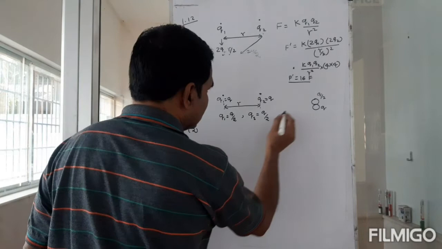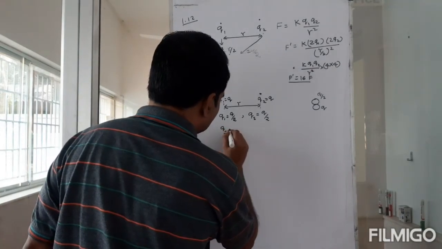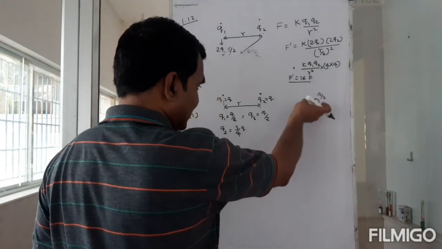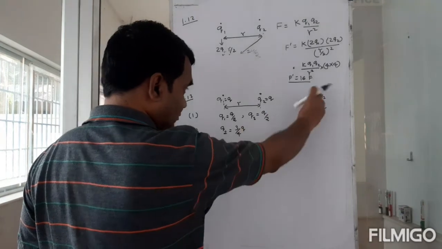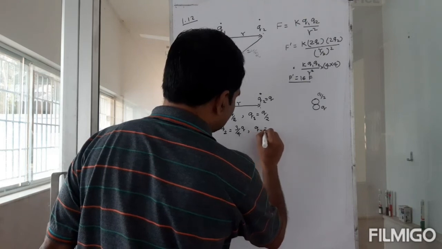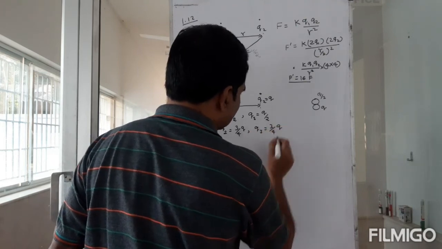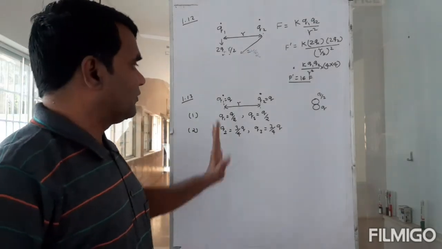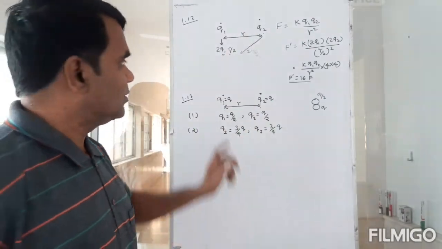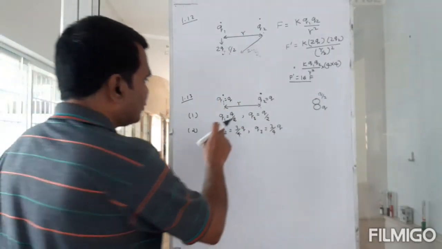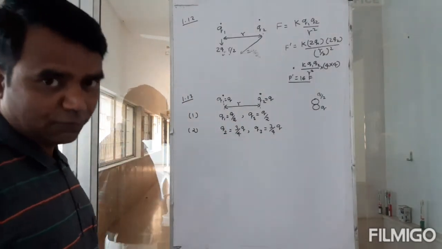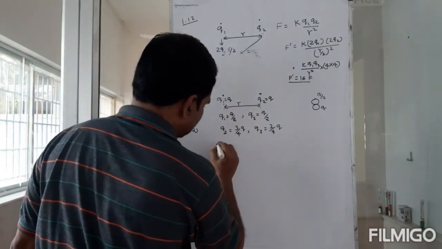So at the second touch, Q2 will have 3 by 4 Q, because the total is 1.5 Q, equally shared. So Q2 will have 3 by 4 Q and Q3 will have 3 by 4 Q. But we are not bothered about Q3. We did this touching business and removed Q3. Now you are left with Q1 and Q2. Now Q1 is Q by 2 and Q2 is 3 by 4 Q. Then what's the force between them? That's easy to calculate.